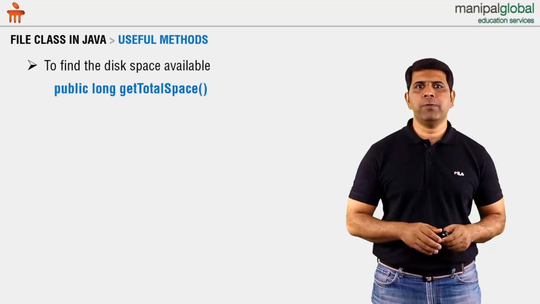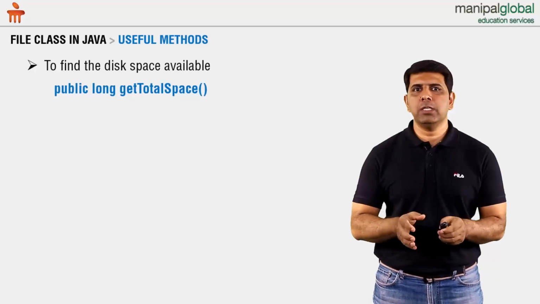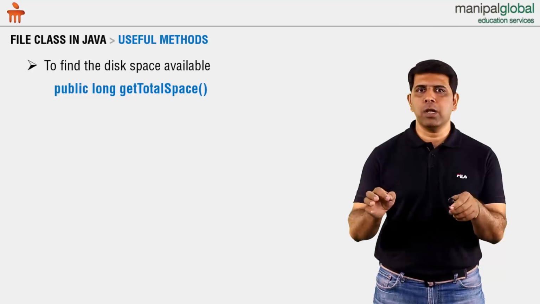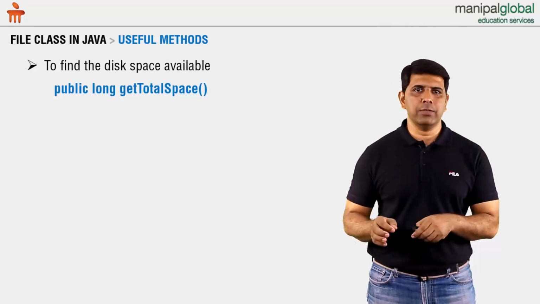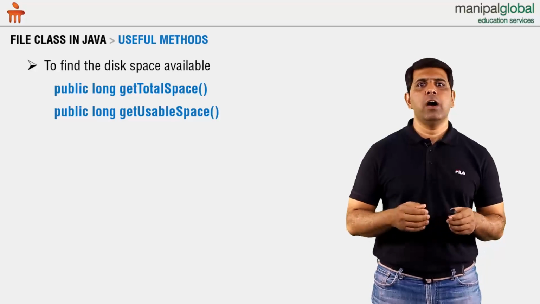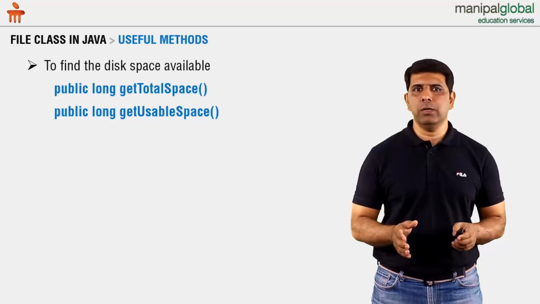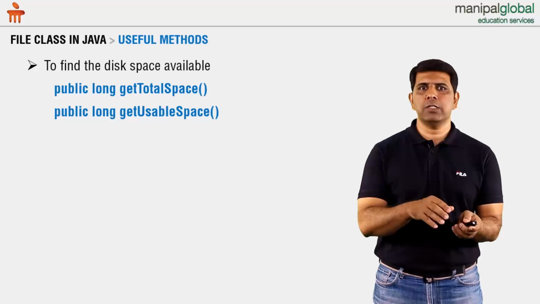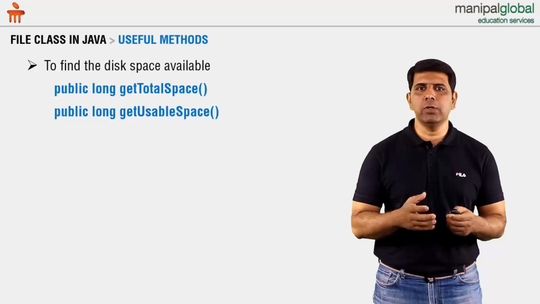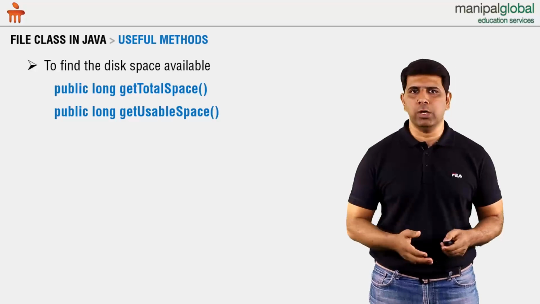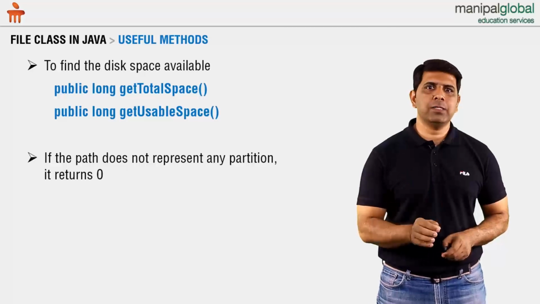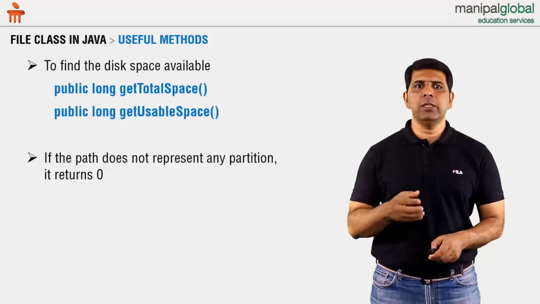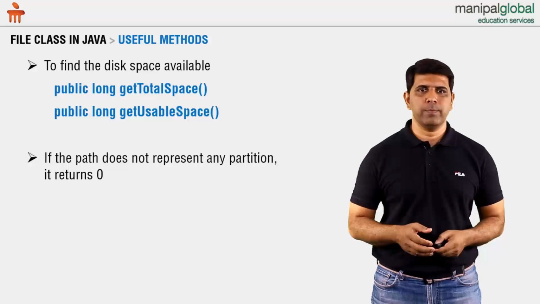Now there are a lot of other useful methods to find out how much space is available. When you specify a directory name, it is going to tell you how much total space is available in that particular drive, not the directory. Similarly, you have how much space is usable, which is nothing but free space. The total space minus usable space would give you how much has been consumed already. If the path does not represent any valid partition or directory, then you get 0 as the output.